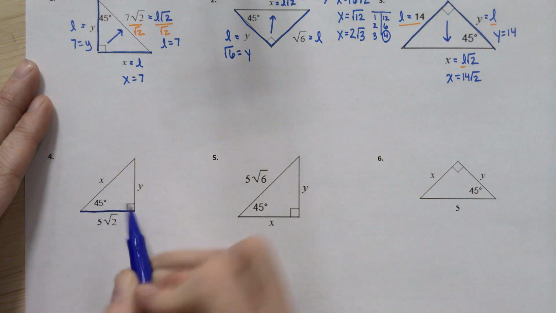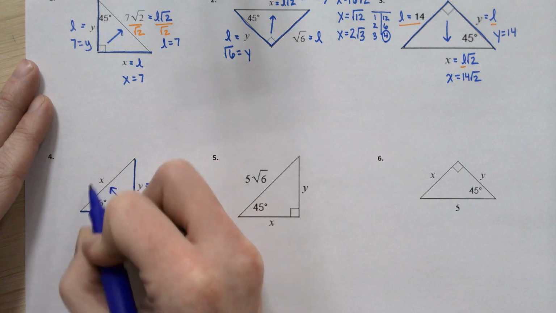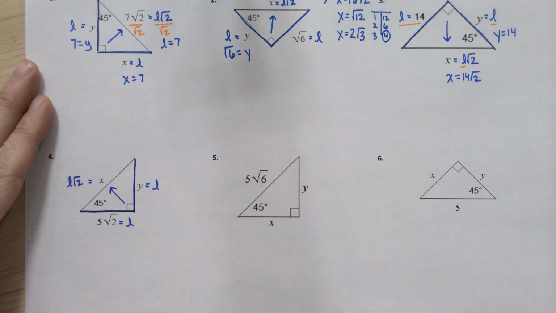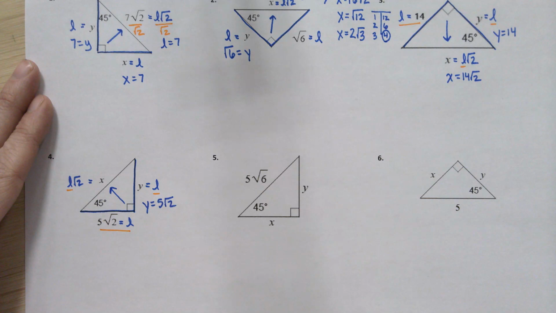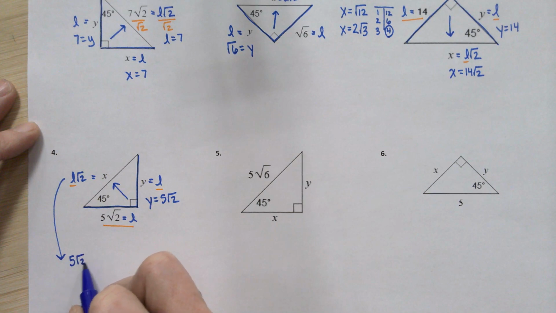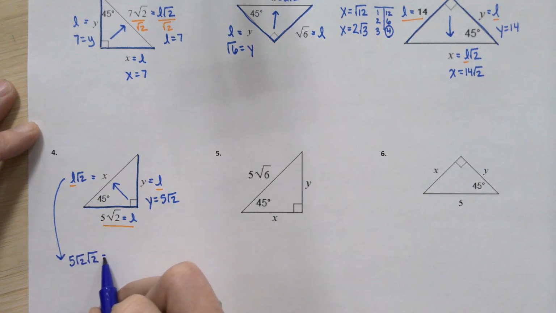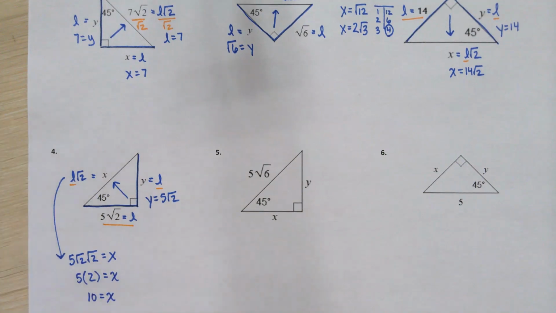45, 45, 90 means that both of the legs are going to match and be equal to L. The hypotenuse is always equal to L root 2. I do know what L is equal to, 5 root 2. So everywhere I see an L, I'm going to plug that 5 root 2 in. That means y is just equal to 5 root 2. But for x, I'm going to move down here so I have some space. L is 5 root 2, and then there's an additional root 2 that's multiplied. Root 2 times root 2 is root 4, or regular 2, which means we should completely simplify this and get that x is equal to 10.